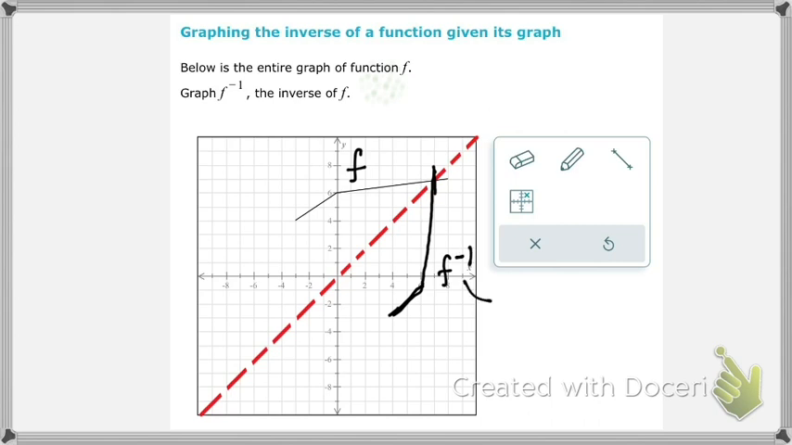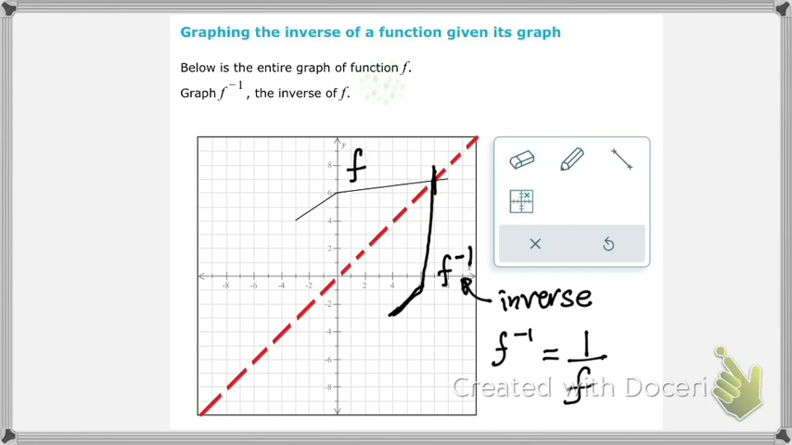F of negative 1 means inverse. This means the inverse of f. It does not mean an exponent. This does not mean this, or that, because f is not a variable, and I've said this in other videos. F is the name of a function, so I do not operate upon it like I operate upon a variable. Sometimes it looks like I do, but that's not what is actually happening. F of negative 1 is just a phrase that means inverse. It does not mean 1 over f, because f is the name of a function, which is a collection of variables.